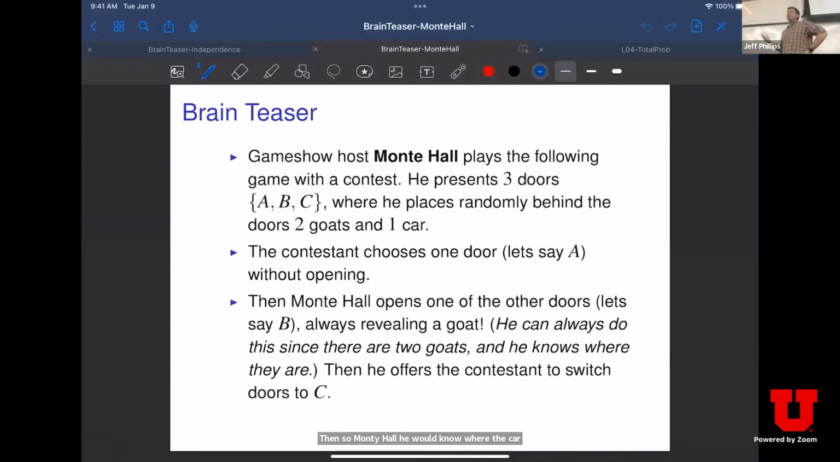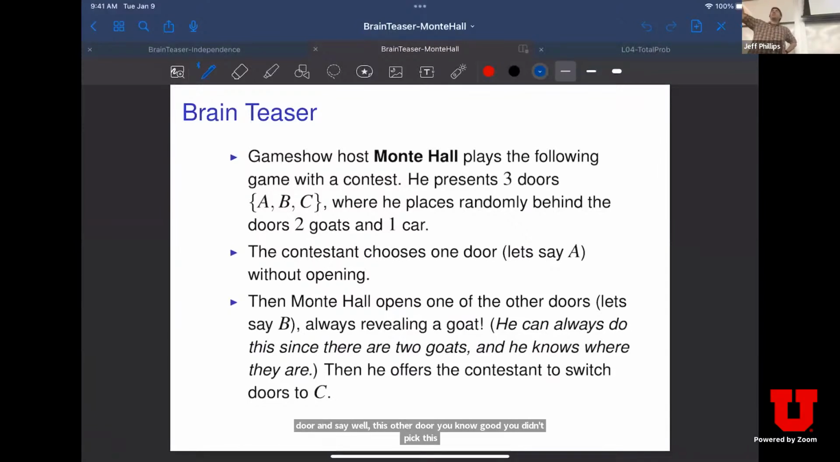So he would then take one of the doors that the contestant did not choose, and choose the one that had the goat behind it, and open up that door and say, well, this other door, good, you didn't pick this other door. There's a goat behind this door. There's always at least one goat that wasn't chosen that he can open. And then he says, well, you can now switch to the other door if you want to, right?